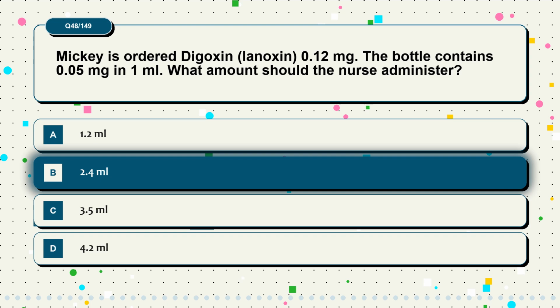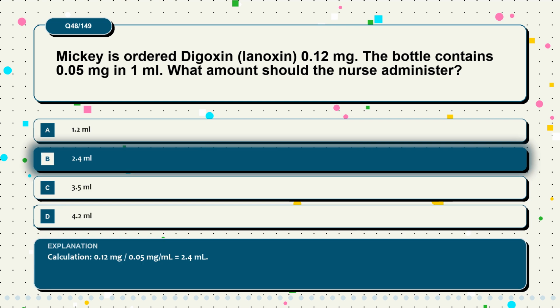The correct answer is option B, 2.4 ml. Calculation: 0.12 mg divided by 0.05 mg/ml equals 2.4 ml.